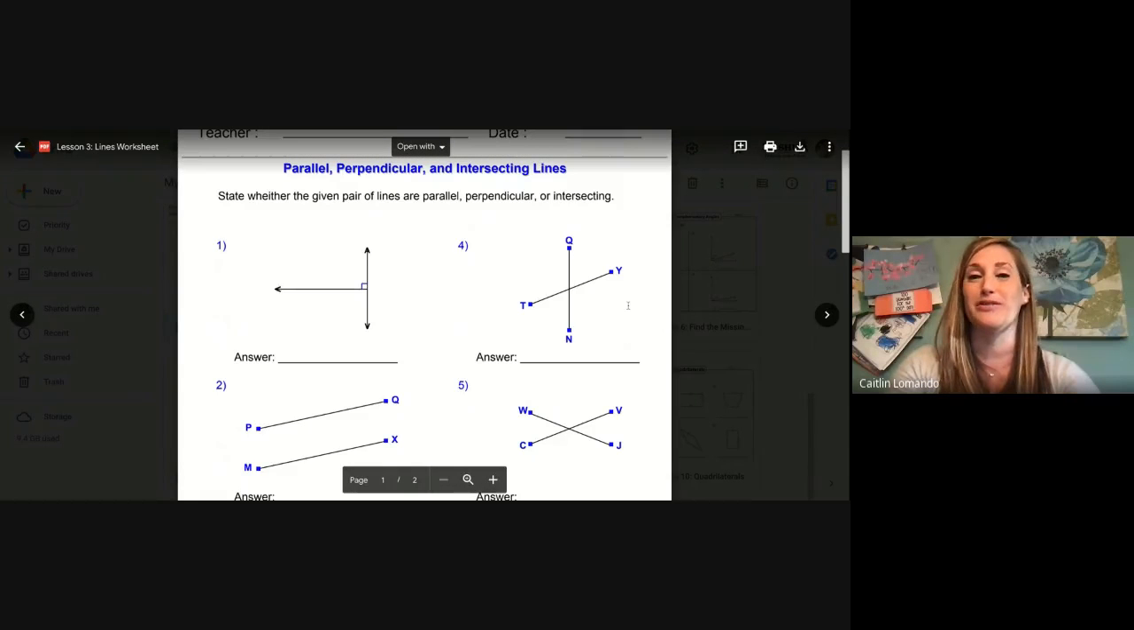Let's look at number 4. I guess we're going to go across rather than down. So number 4, these lines cross but do not form a right angle. What type of lines are these? If you guessed intersecting, you are right.